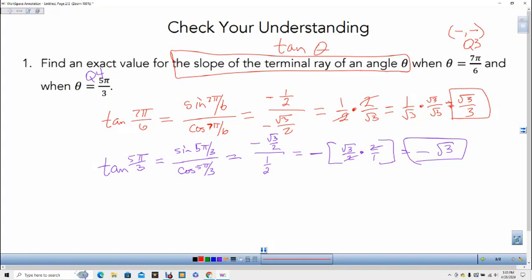So the big thing from this question is remember what that means. Don't read that and freak out. If you remember the slope of the terminal ray is nothing more than tangent of that angle, then it's easy.